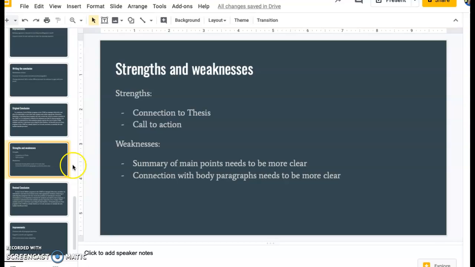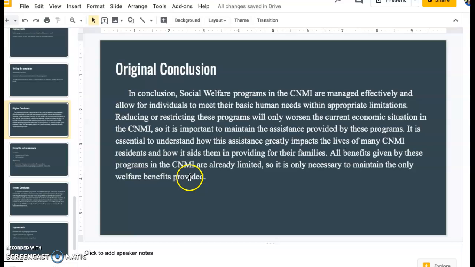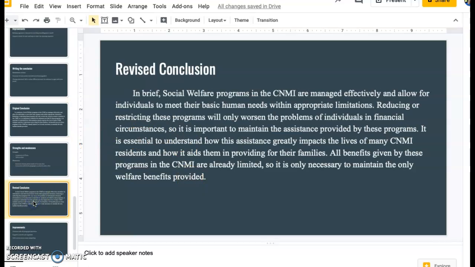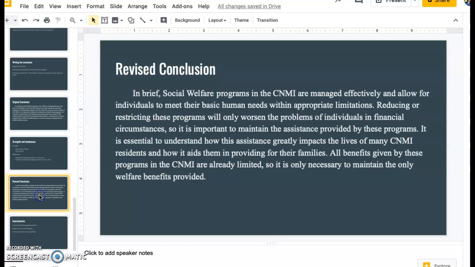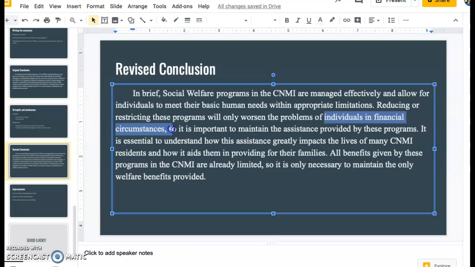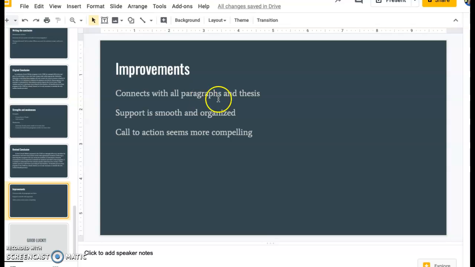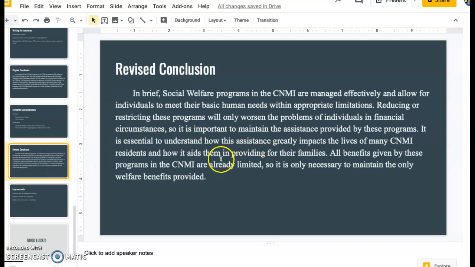However, when you're summarizing the main points in here, it is only focused on the economic situation in the Sinai. So you need to be a lot more clear and a lot more broad about how this relates to the entire points that come across in your original paragraphs. So in this revised conclusion, when you are stating individuals in financial circumstances, it makes a more clear relation to the entire essay. So it connects to all paragraphs and makes a more clear relation to the thesis. The support is more smooth and organized. And once that is done, the call to action seems a lot more compelling.